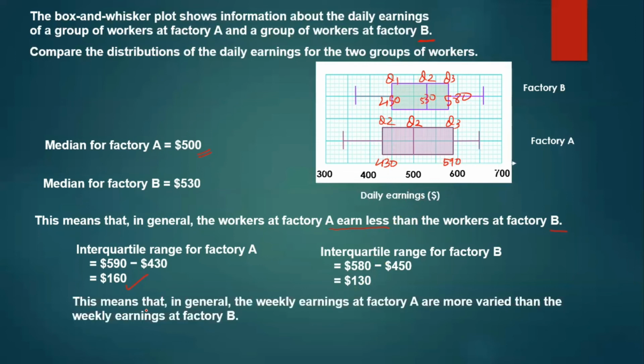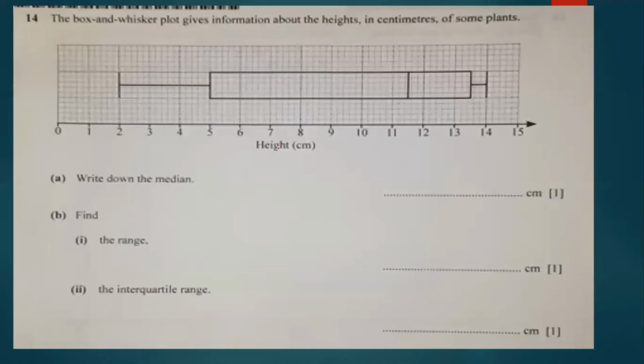So what we understand from here is that in general the earnings at factory A are more varied. Can you see this? The interquartile range is more, so they are more varied than the earnings of factory B. This is how we are able to compare the median and the interquartile range and read the box and whisker plot. Now let us take one question which was from the Feb-March series of 2022.